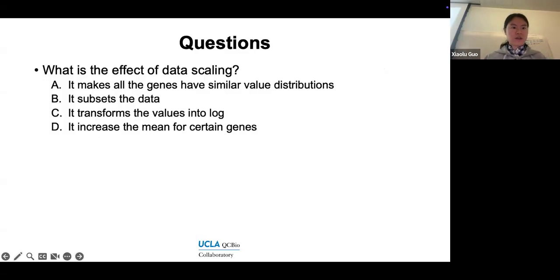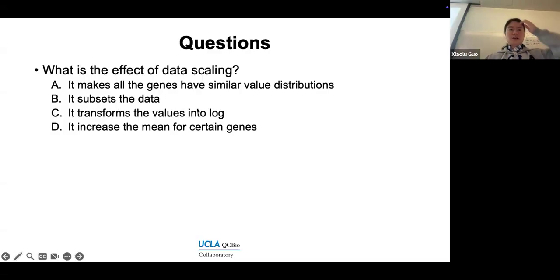So what is the effect of data scaling? 5, 4, 3, 2, 1. Okay.